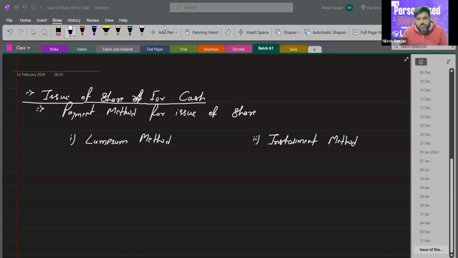So calls in advance. First, what is it? Sir, it is when we receive the amount before the call is made for a particular installment, along with the previous installment. Very good. Actually, there are two entries: first, to receive the amount, and second, for utilization of the amount. There will be bank account debit to share application account, to calls in advance account. Then there will be share application account debit to share capital.